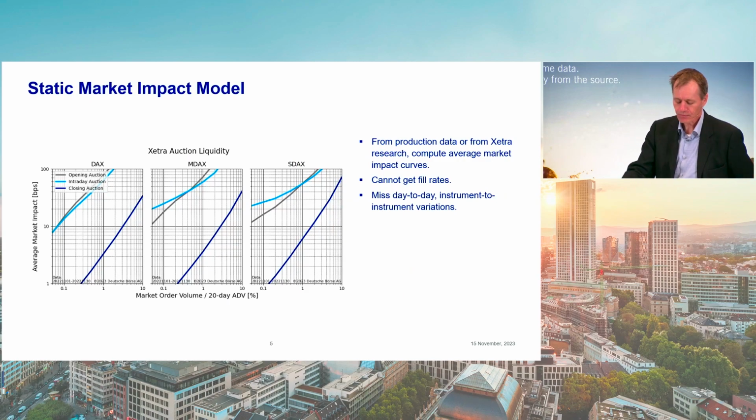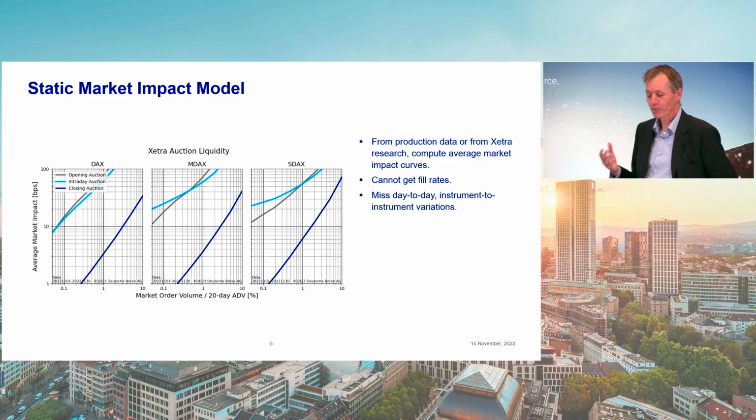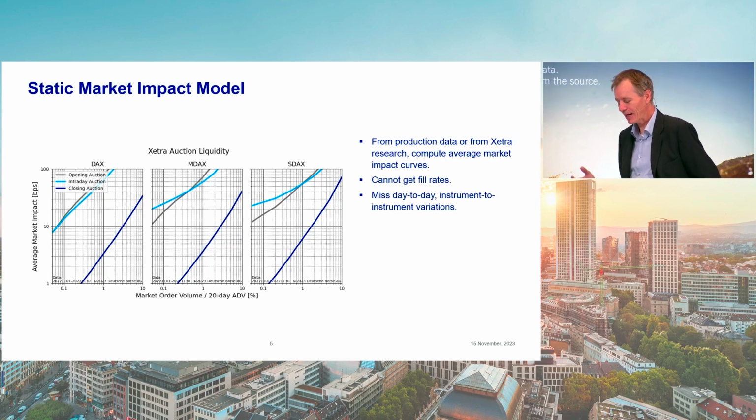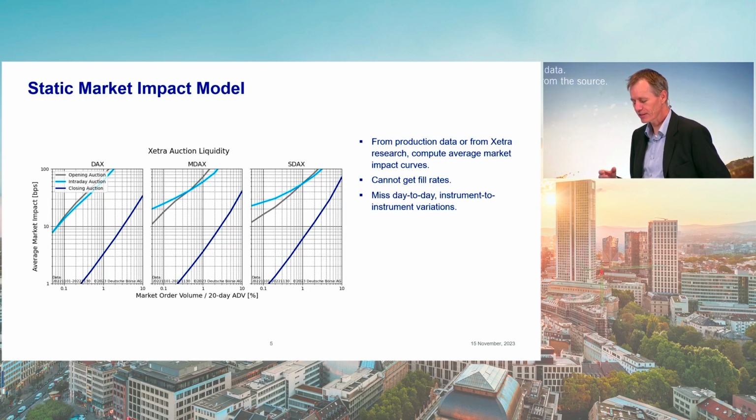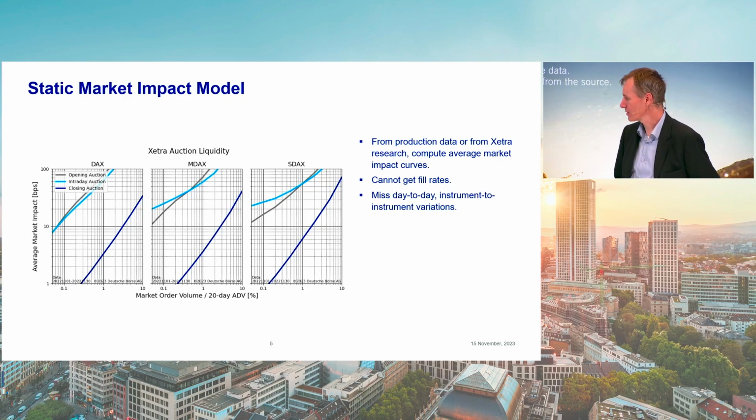So your normal approach, in the absence of this book data, would have been, you might have some calibration curve, either from your own production data or maybe from some exchanges where the order book is lit, or maybe from some exchange publications like this particular one.